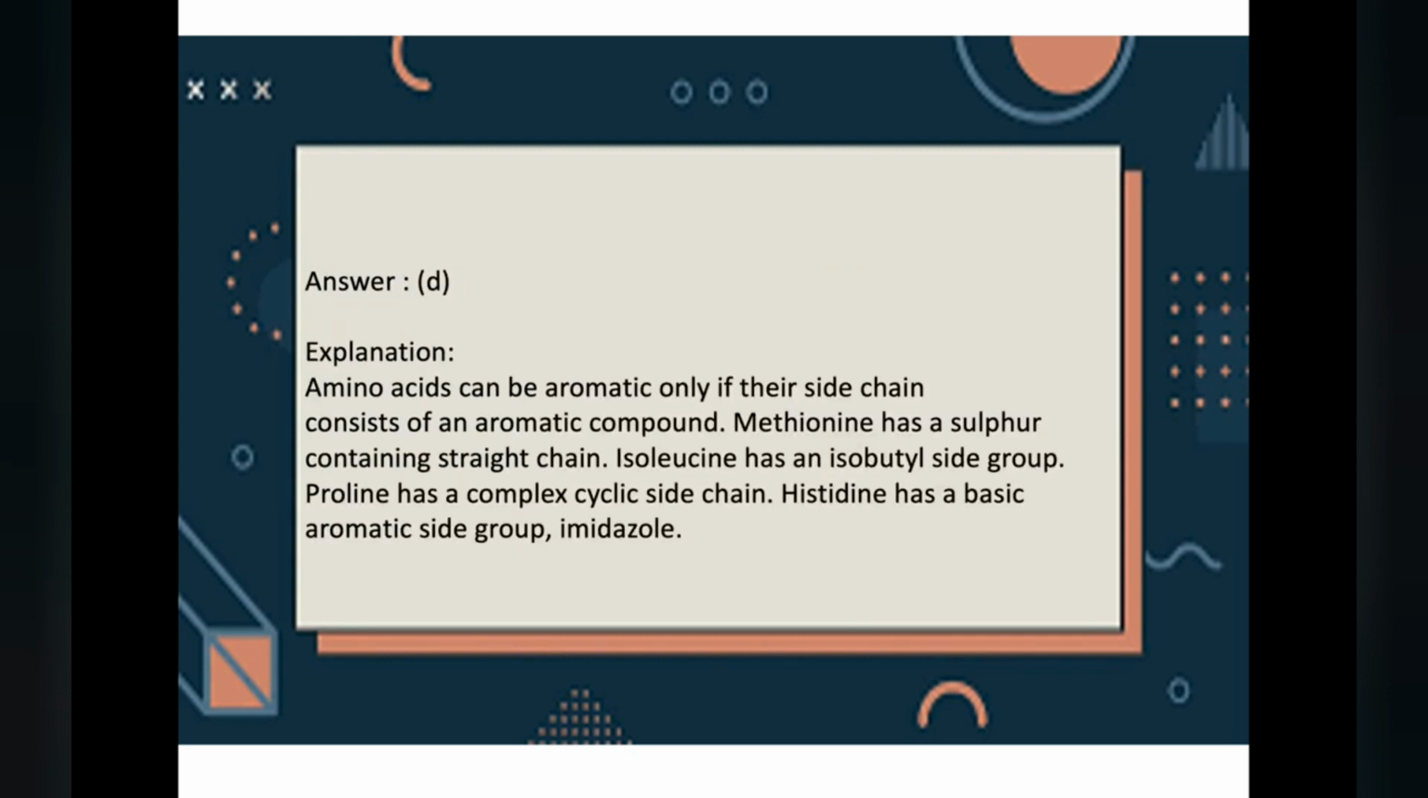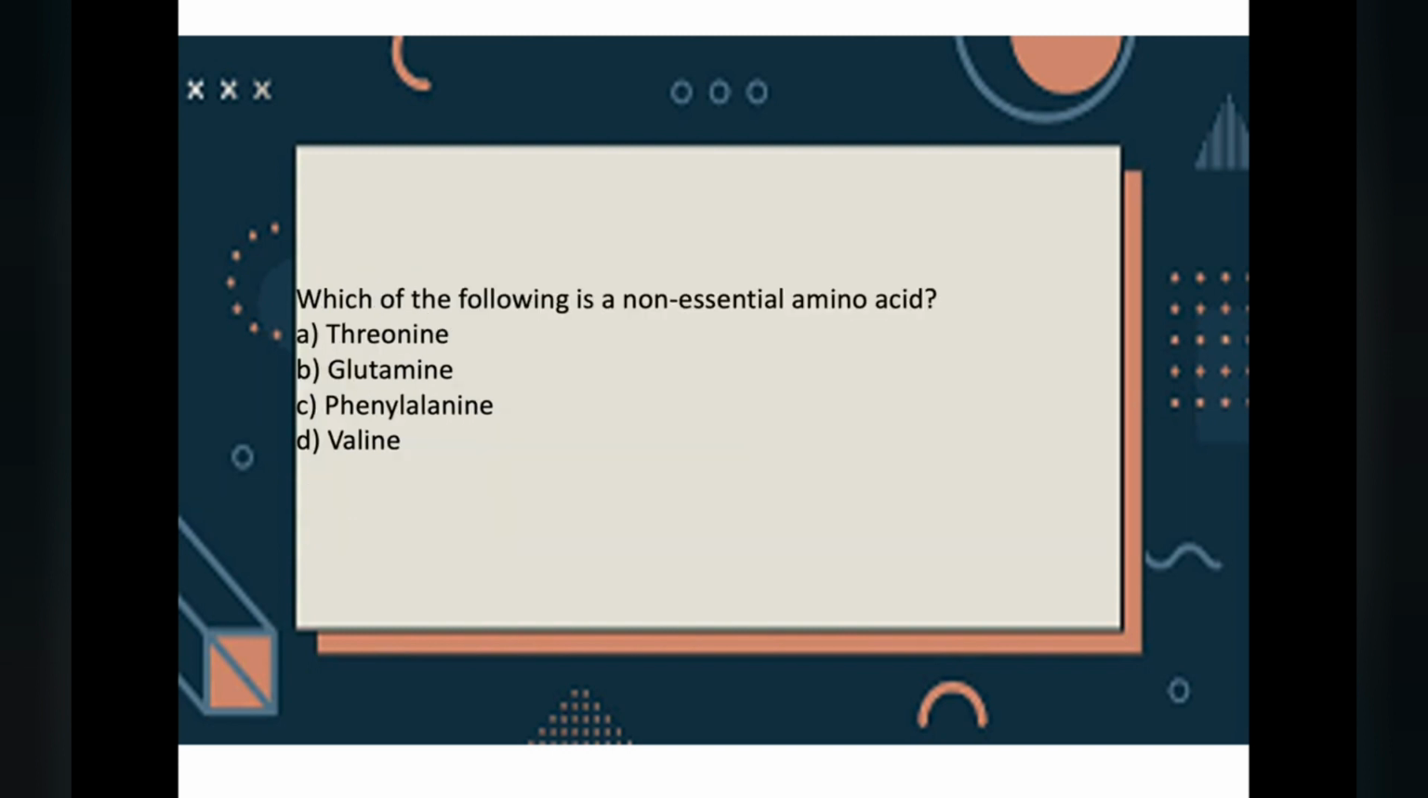Why? Under what condition can amino acids be aromatic? The condition is that the side chain should have an aromatic compound. Only then can amino acids be aromatic. Methionine has sulfur; it is a sulfur-containing straight chain. Isoleucine has an isobutyl side group, and proline has a cyclic side chain. Only histidine has a basic aromatic side group, which is imidazole. So the choice is D, histidine.